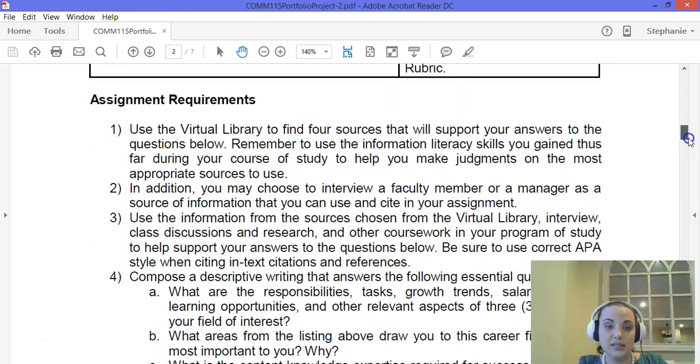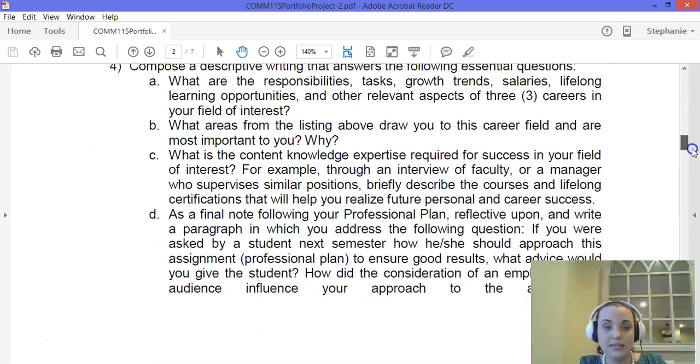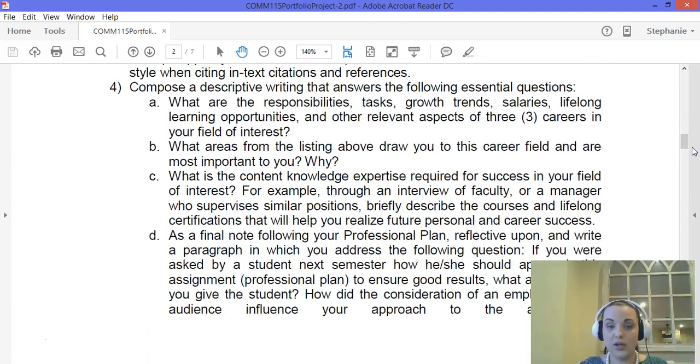But what else do we need to discuss in this paper? So we start by discussing the 3 careers you could do as a whole in your field of interest, whatever that is. We talk about the responsibilities, the tasks, the growth trends, the salaries, the lifelong learning opportunities, all those things. What else do we need to talk about in this 3 to 4 page paper? Good question. We need to talk about what areas from these different things that I just discussed drew you to this career.